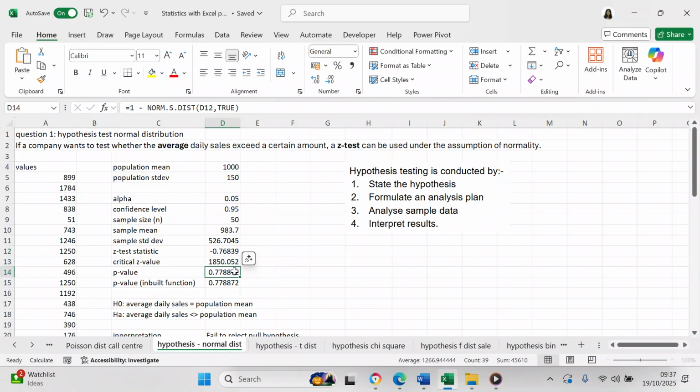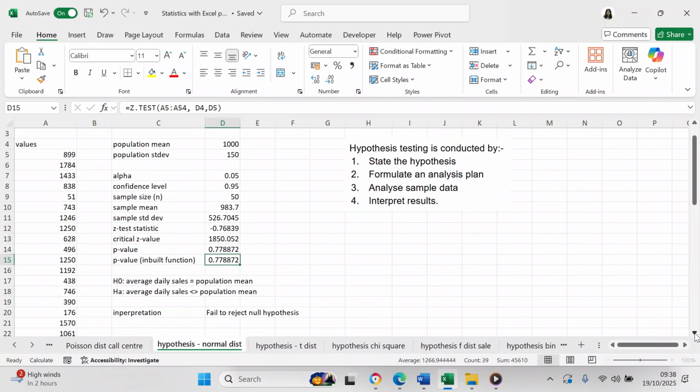I calculated the p-value two ways. The first is 1 minus NORM.S.DIST, with D12, your z-test statistic, and TRUE. That will give you your p-value. And then we have another inbuilt function to give you your p-value as well. It's Z.TEST, with A5 to A54, that's your range of values, then D4, your population mean, and D5, your population standard deviation. So that's just two ways that you can create your p-value.